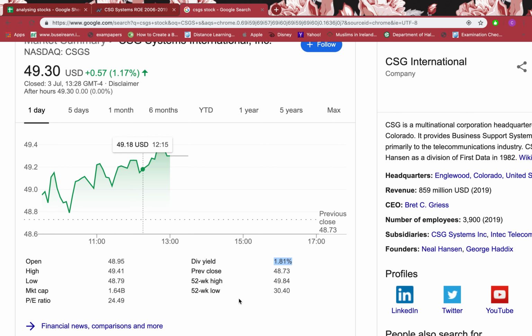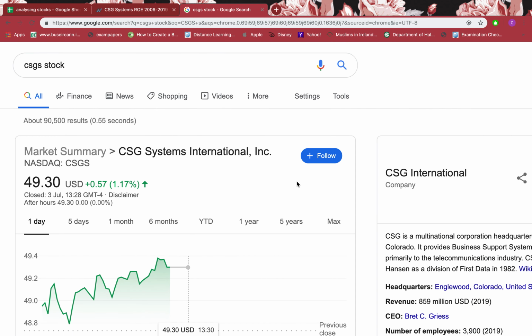So if they are able to pay dividends to shareholders, which they are, 1.81%, even though the percentage is small, we know that's extra money they have, so it means they are doing financially really good. They have extra money that they can pay off to their shareholders, which is a positive sign.